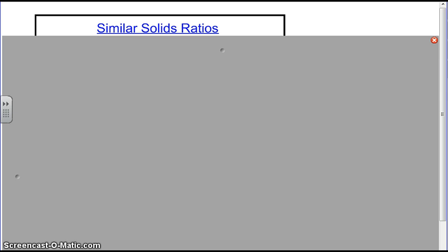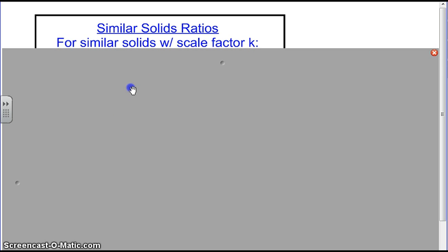So we're going to make a rule box for similar solids ratios. And we're going to leave it behind for a minute, leave about 3 lines, and we're going to go check something out and come back and fill in the rule. We can add 1 line before we leave, and that line is for similar solids with scale factor K. Okay, we'll leave it at that and we'll come back.